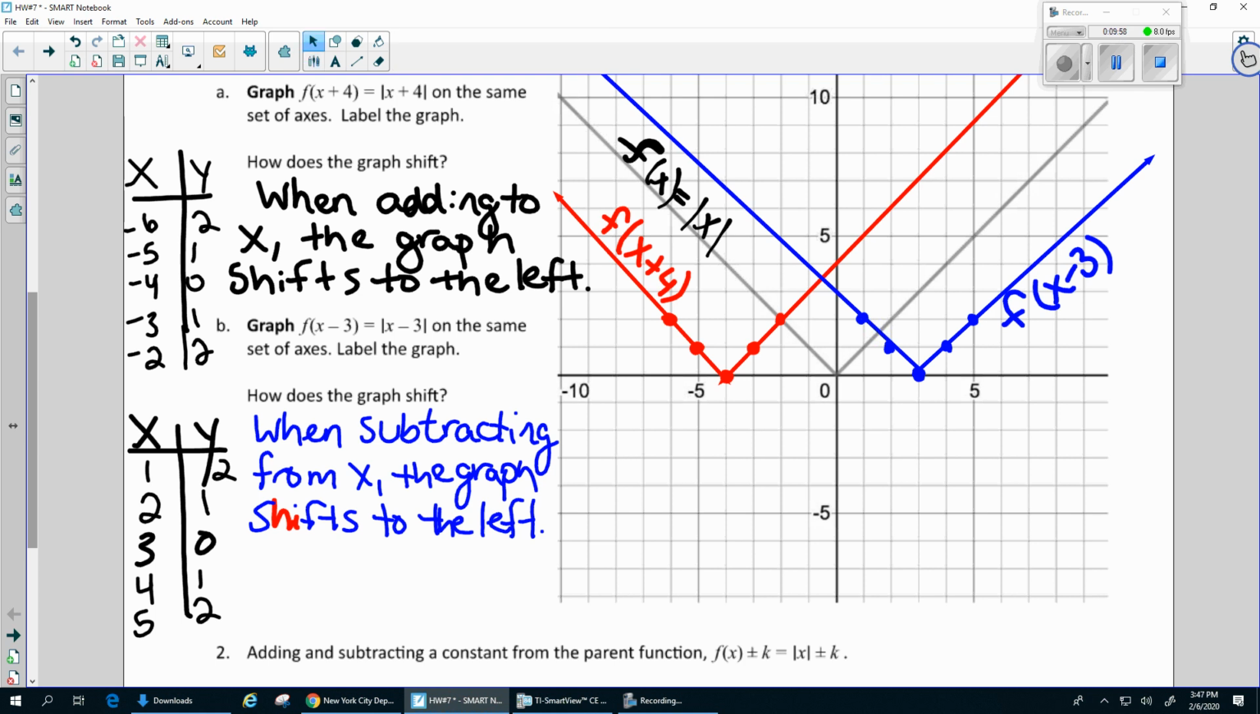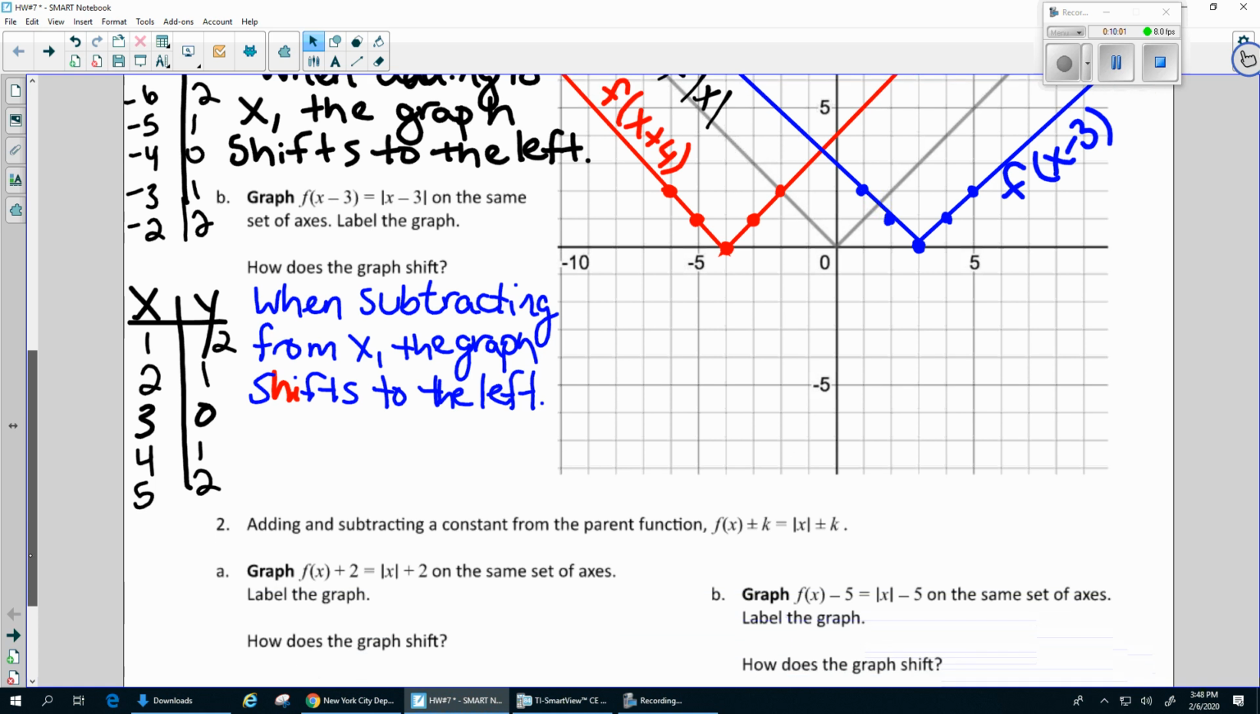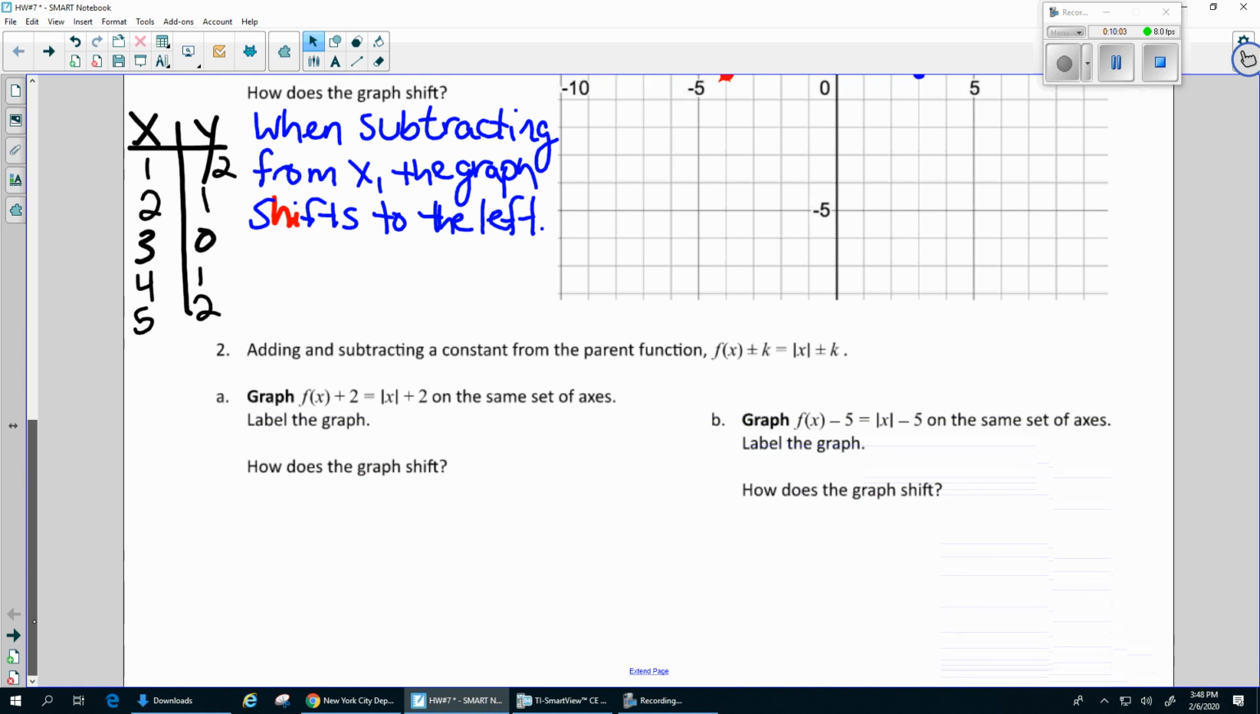Okay, so now let's go to part 2. So let's think about adding and subtracting a constant from f of x equals the absolute value of x. So we're not subtracting or adding to x or from x. We're now adding or subtracting from the entire function. So you'll notice that we're not inside the absolute value sign anymore. We're now on the outside of the absolute value sign.